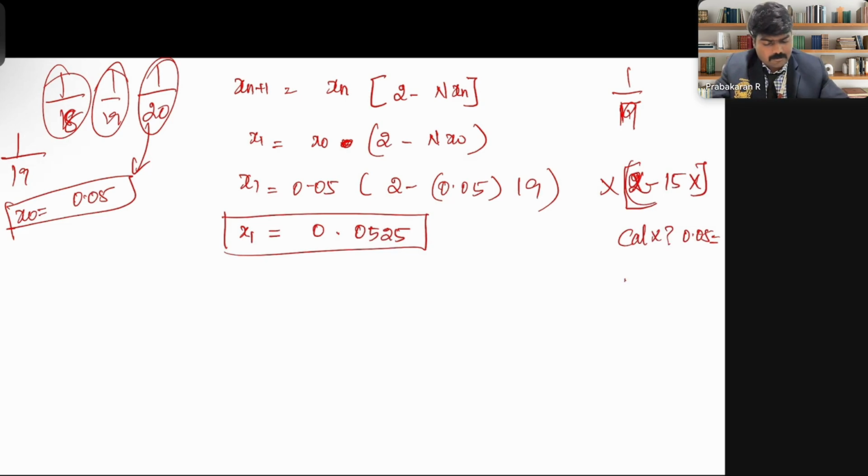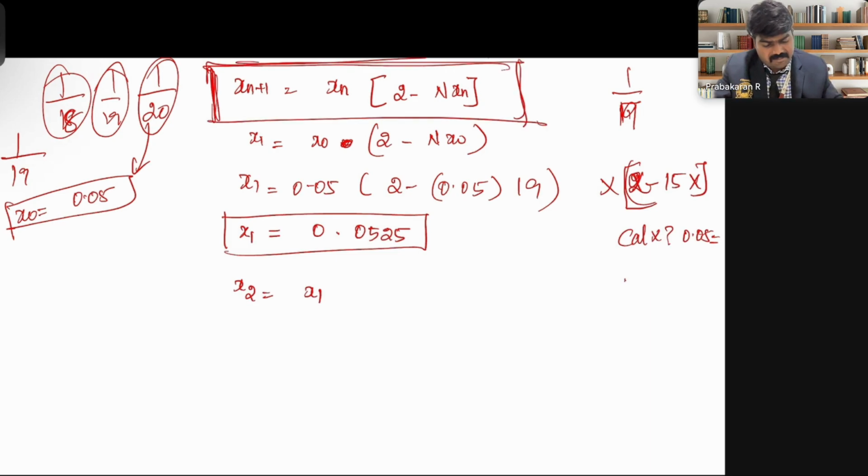So this is the first value. After the first iteration, we have got the answer as 0.052. We can go for the next iteration, x2, that is based on x1. This is the foundation, right? This is the base formula for finding the reciprocal of any integer, in which I'm going to replace xn by x1.